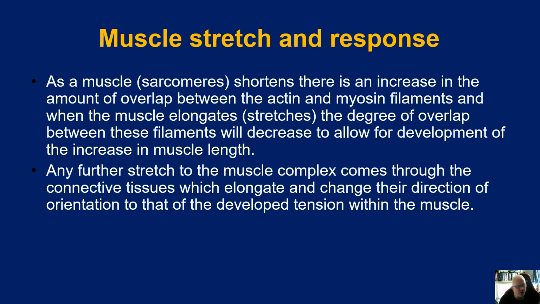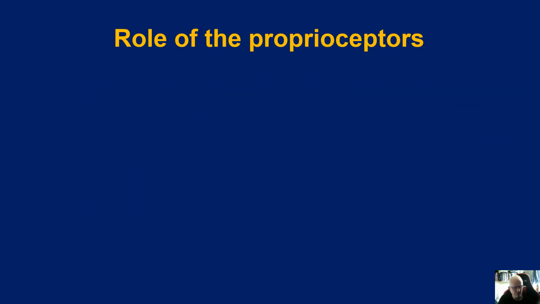If we then get any further stretch to the muscle complex, it can only come through connective tissues. And they also elongate, and they have the ability to change their direction of orientation to that of the developed tension within the muscle. So there has to be a point where the muscle gets to maximal stretch. You can then get a little bit more stretch beyond that point, and that is simply where there is a degree of pliability within the ligaments and tendons of the muscle themselves.